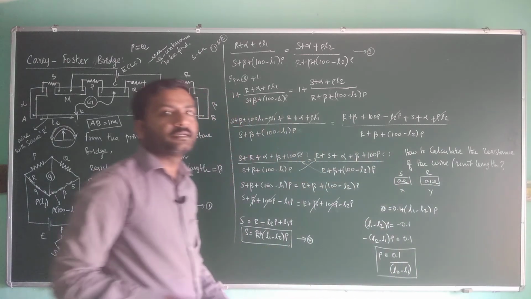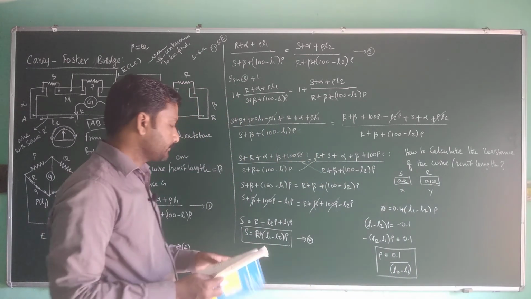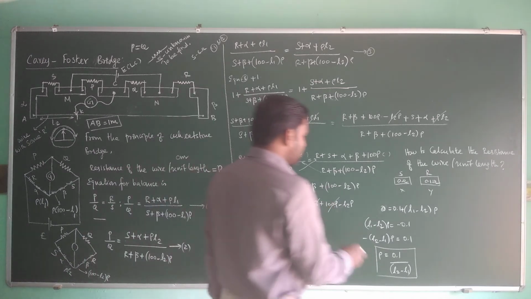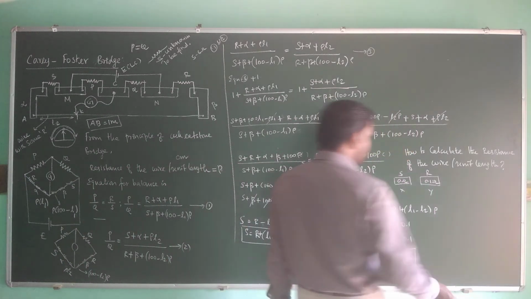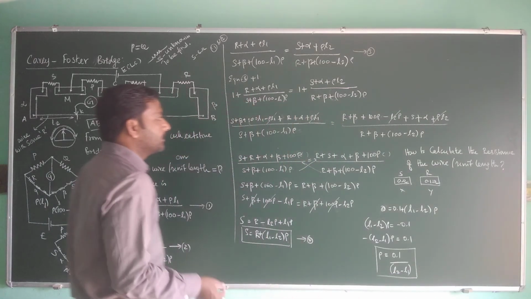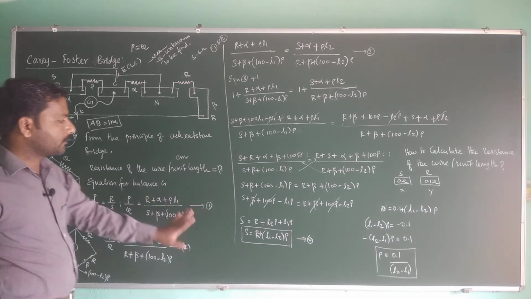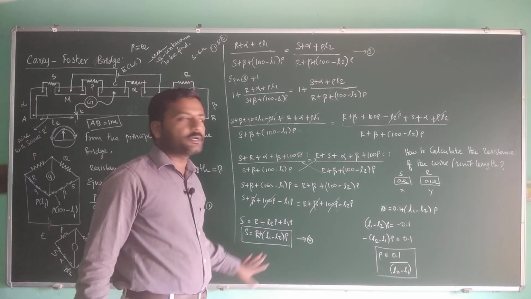In this way you can calculate the resistance per unit length of the given wire. Then you can do all other procedures in order to calculate the unknown resistance of the wire. So what is essentially required?